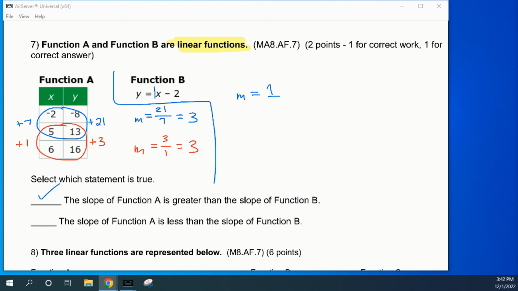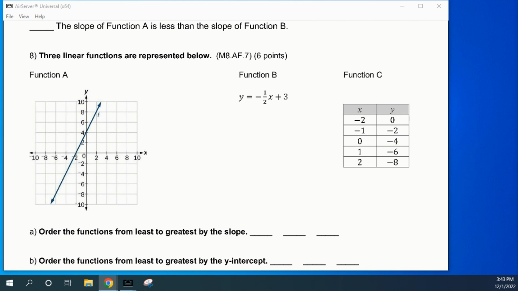So there is two. I just want to, because it's very easy to guess on this. You got a 50% shot at getting it right. But it does say that there is 1 point for correct work. So you do need to find the correct slopes for A and for B. So make sure that you remember that for tomorrow's test.